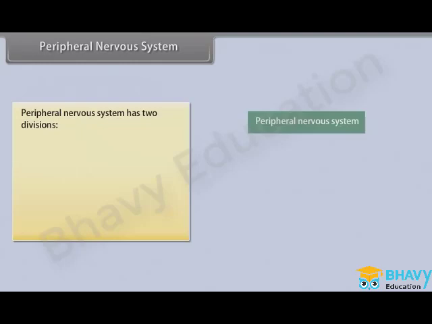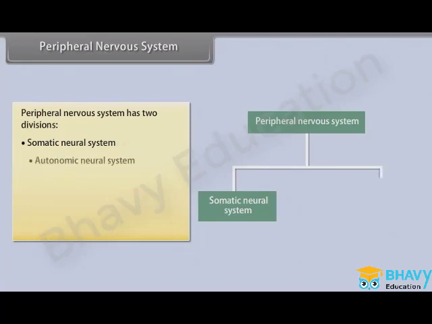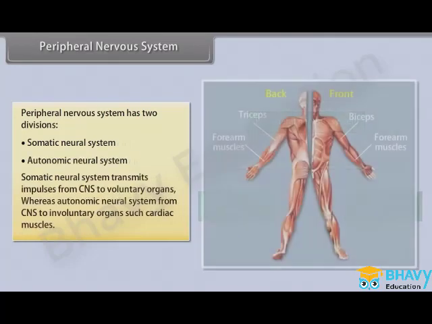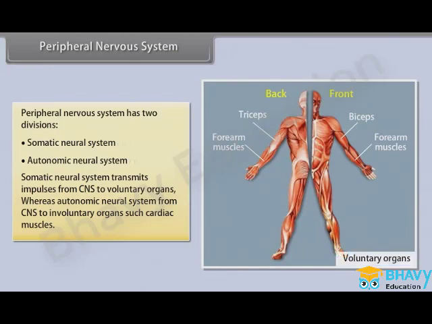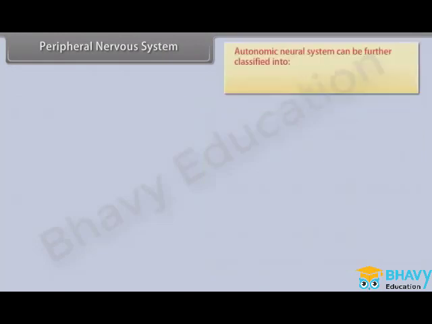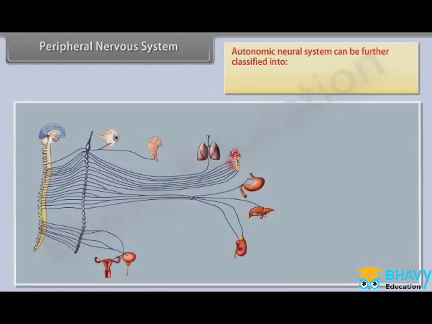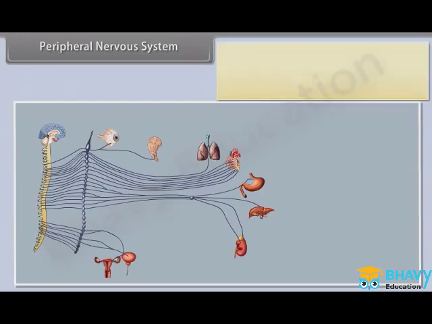Peripheral nervous system. The peripheral nervous system has two divisions, that are somatic neural system and autonomic neural system. The somatic neural system transmits impulses from CNS to voluntary organs, whereas the autonomic neural system from CNS to involuntary organs such as cardiac muscles. The autonomic neural system can be further classified into parasympathetic neural system and sympathetic neural system.